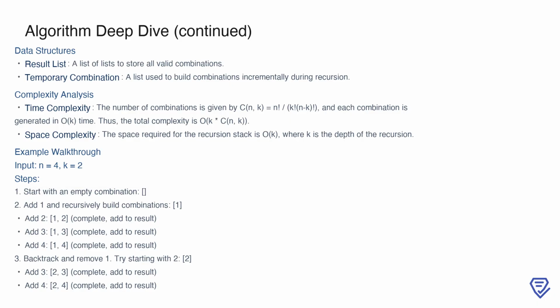Let's walk through an example to see this in action. Suppose n equals 4 and k equals 2. We start with an empty combination. First, we add the number 1 and recursively build combinations. Adding 2 gives us [1, 2], a complete combination, which is added to the result. Similarly, adding 3 forms [1, 3], and adding 4 forms [1, 4]. Each of these is added to the result as they are completed.